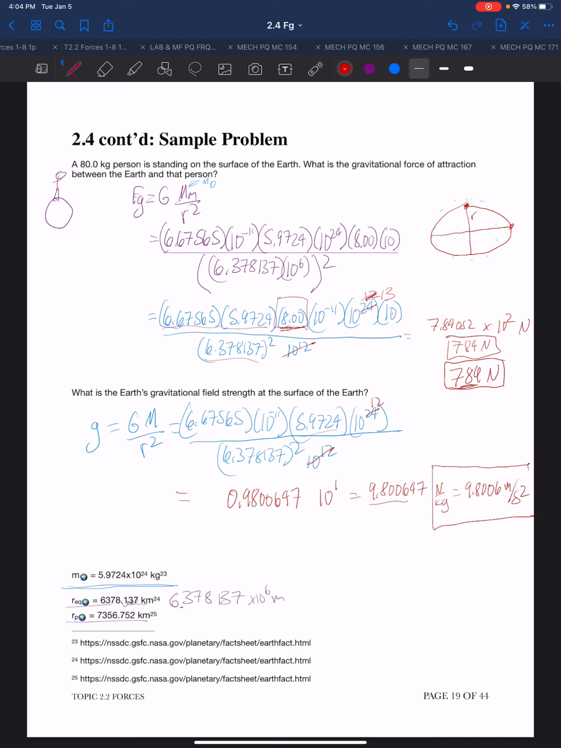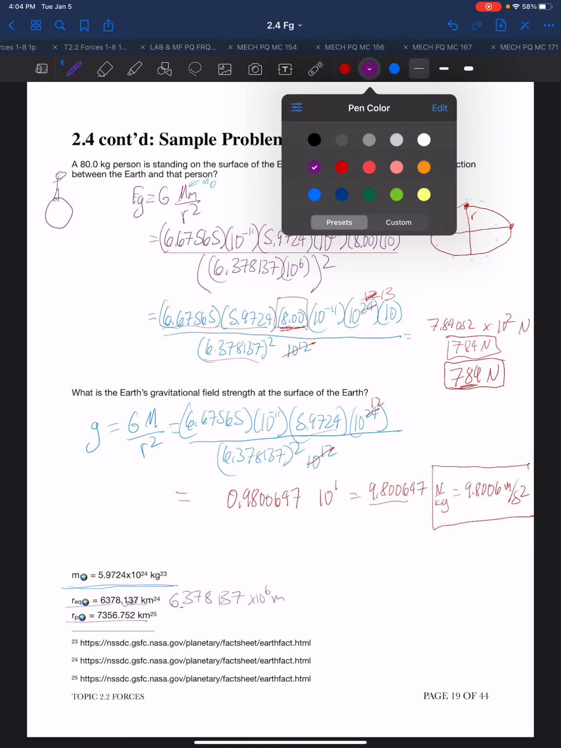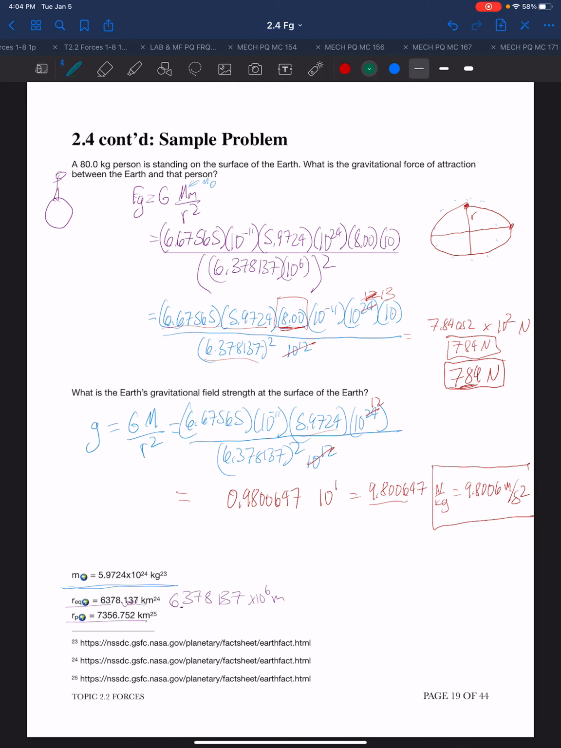9.80. And if we do the same numbers for the pole, we get 9.86669, which reduces to 5 significant digits of 9.8667 meters per second squared. So we see that the acceleration caused by gravity is greater at the poles than the equator.